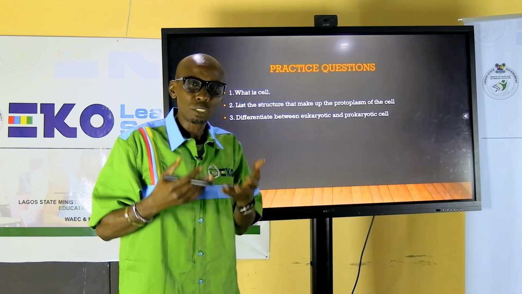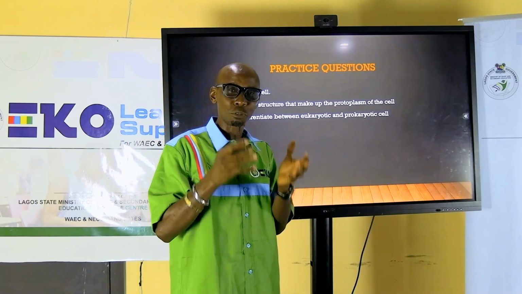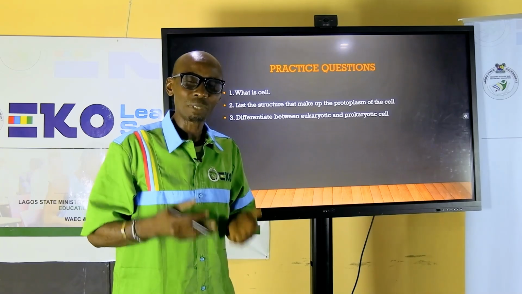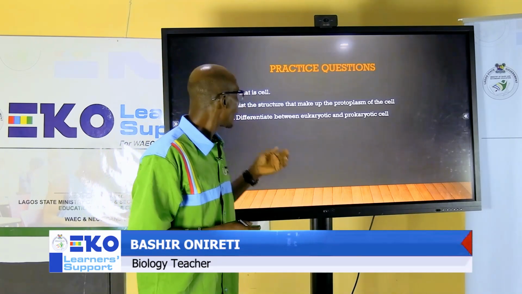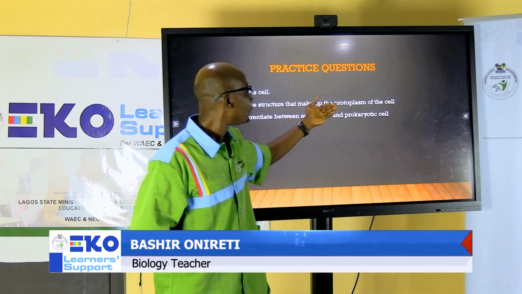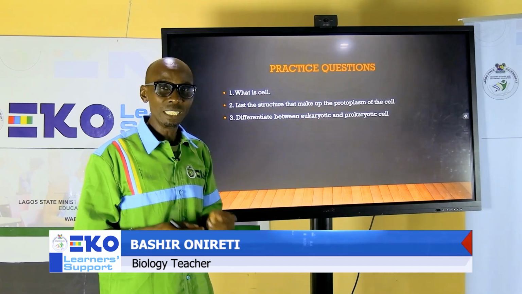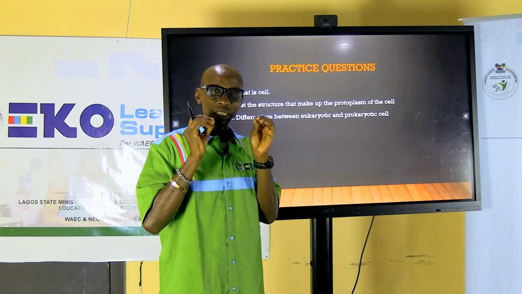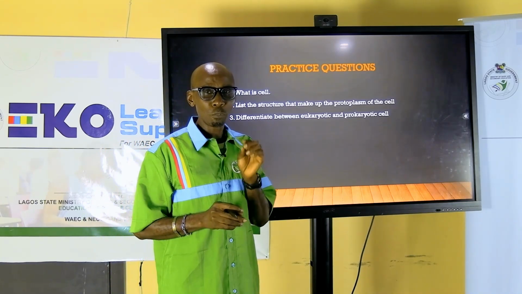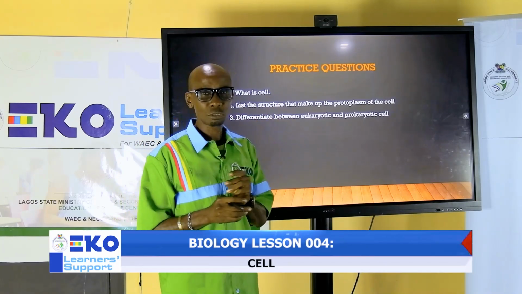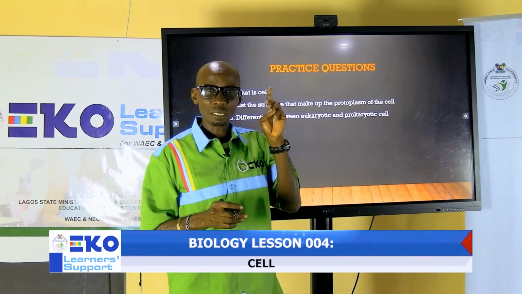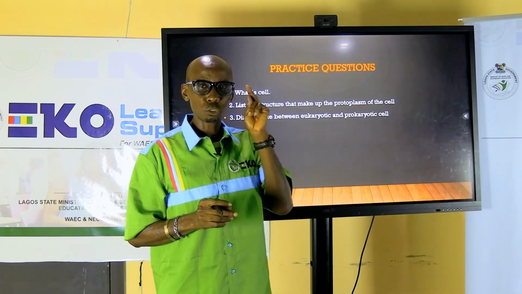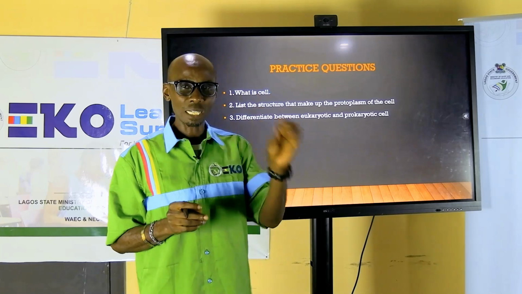If you want to use a biological term, you can say cell is the basic unit of life where all life evolves. Life evolving is the same thing as giving rise to or coming from. The next one is, list the structures that make up the protoplasm of the cell. If you are not given a number, mention the cytoplasm and the nucleus. But if you are asked to list three structures that make up the protoplasm, mention the cell membrane, the nucleus, and the cytoplasm. But if it is two, mention the nucleus and the cytoplasm.